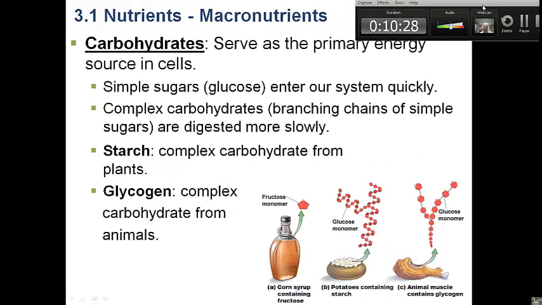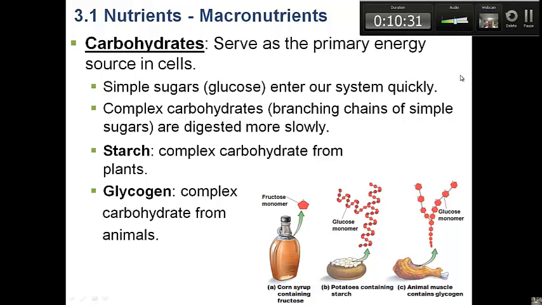Alright, we want to move on to our next macronutrient, and our next one is carbohydrates. And so carbohydrates will be familiar to you from our previous discussion in Chapter 2. And carbohydrates are the primary energy source in cells. Now we're going to talk more in Chapter 4 about exactly how carbohydrates are turned into energy.